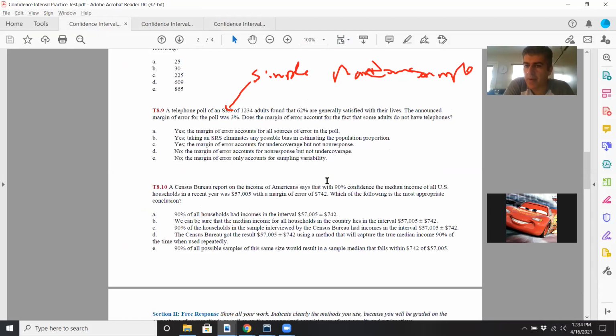Yeah, the margin of error only accounts for sampling variability. That's why it's E. Any variation we see in the sampling is the only thing that's being covered by the error.